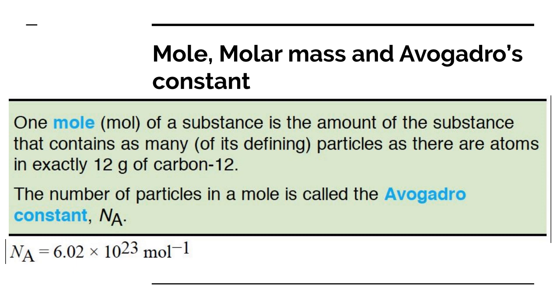And here we have the IB definition. 1 mole of a substance is the amount of the substance that contains as many particles as there are exactly in 12 grams of carbon-12. And how many atoms are there in 12 grams of carbon-12? The magic number.